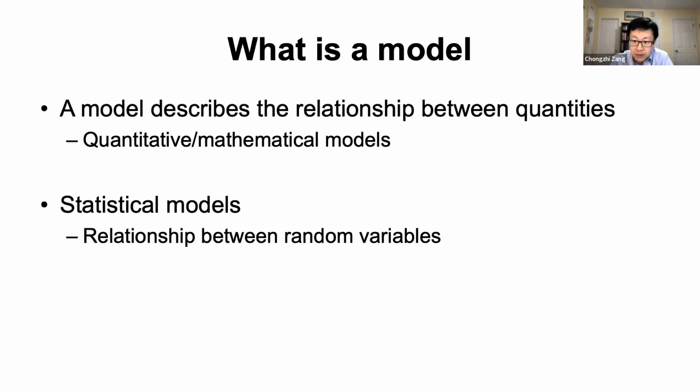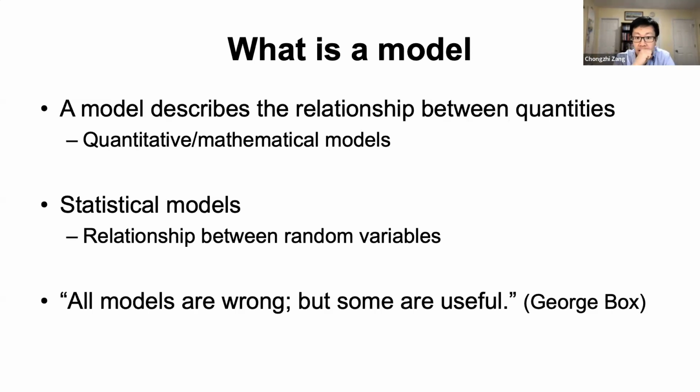So a statistical model is to measure the relationship or the features between random variables. And there's a very famous saying that I think many of you have heard. It's called: all models are wrong, but some are useful. The reason we say that all models are wrong is that all models have their limitations.